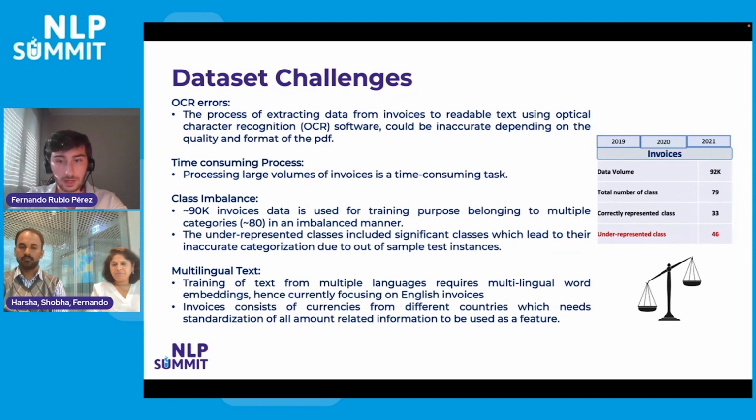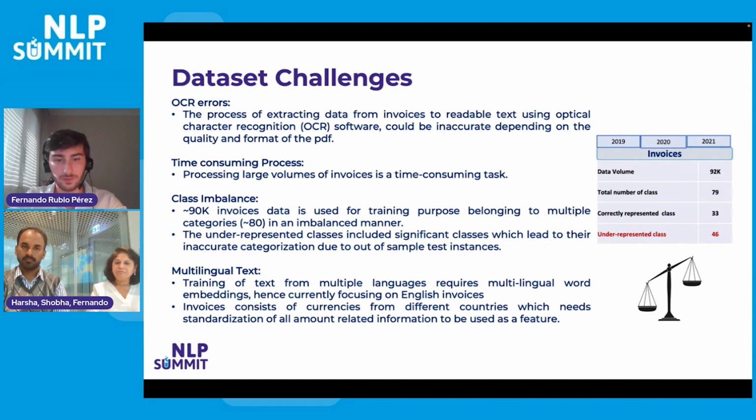We say that a class is underrepresented when it doesn't have enough data to be trained. And also we have significant classes as well. So this is something we need to tackle straight away, because we have significant classes which are underrepresented, obviously.